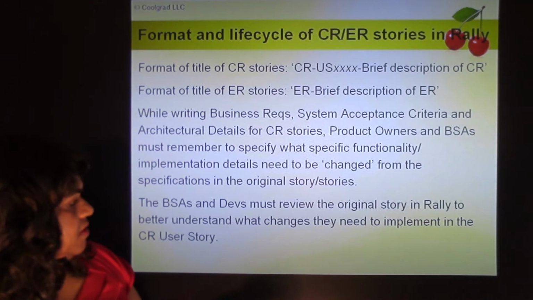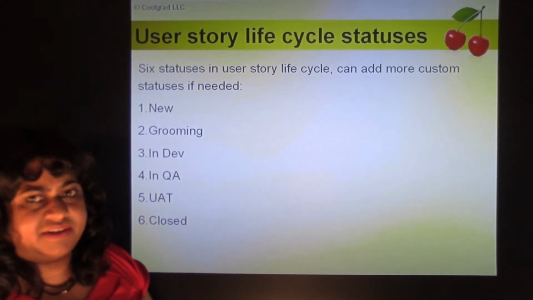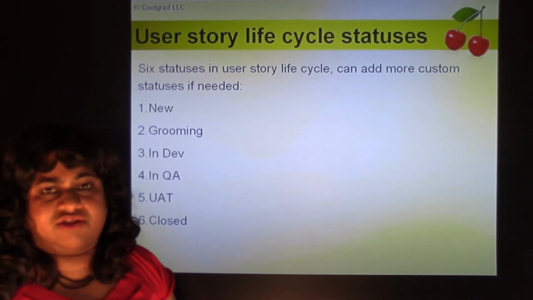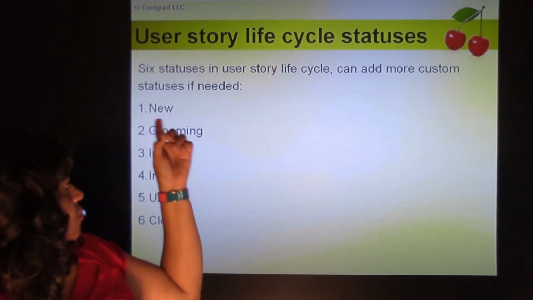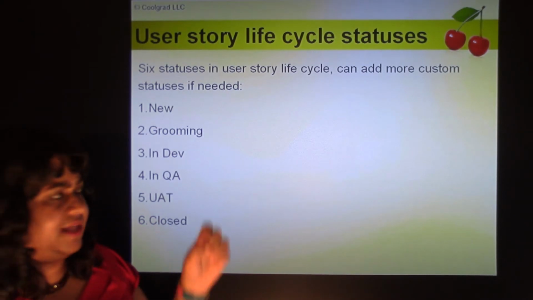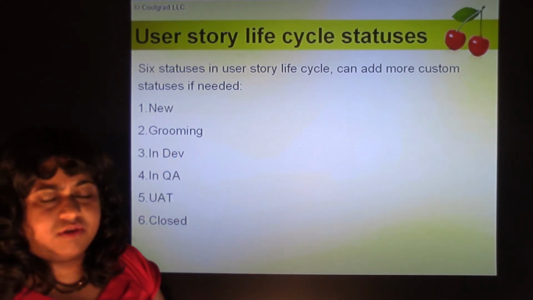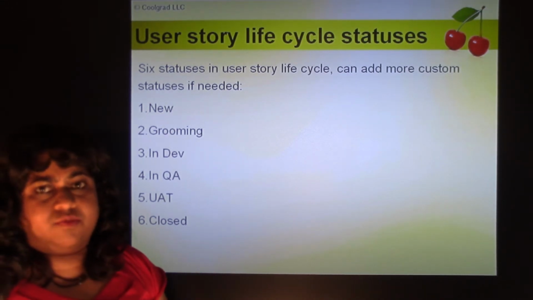And then they make all these changes, and these are the different user story statuses. So if you want more details about the user story life cycle, that's an Agile process, review my Agile best practices video. So the user story status would be new, and then in grooming, where they populate all the details, and then it goes into development, testing, UAT, and then it's closed. And then it's released to production when the next CR release happens.